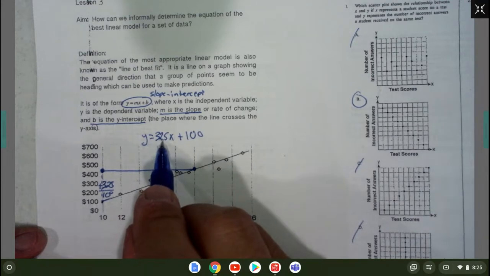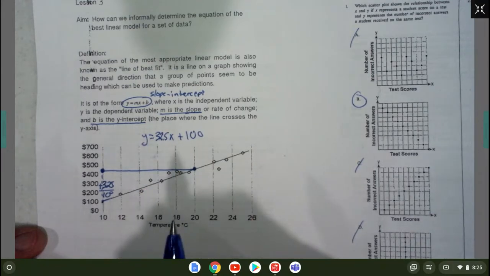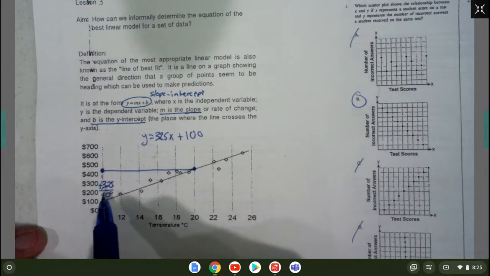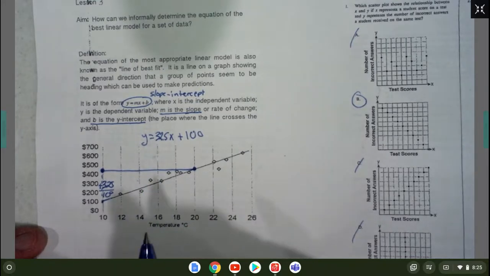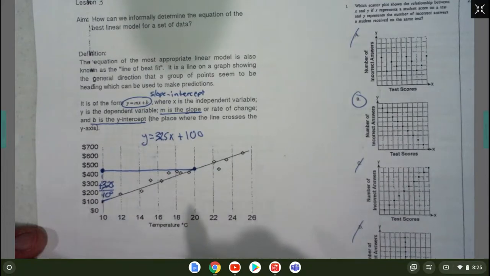That makes $32.5 per degree that the temperature increases. And we started with $100 at 10 degrees right there. So that would be our slope intercept form for that one.